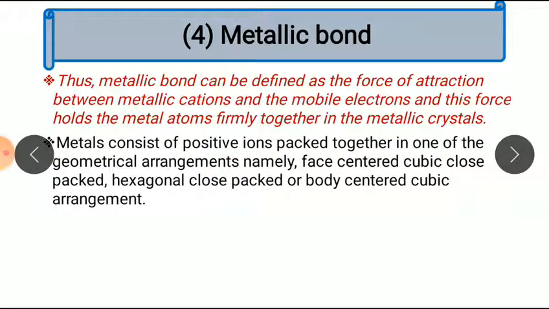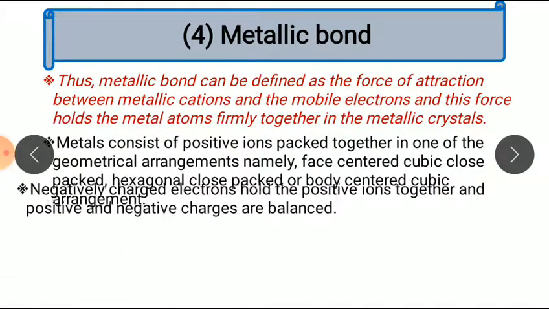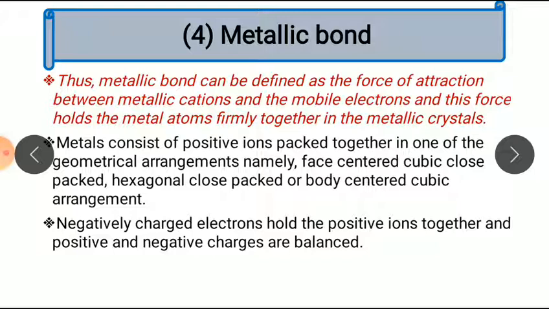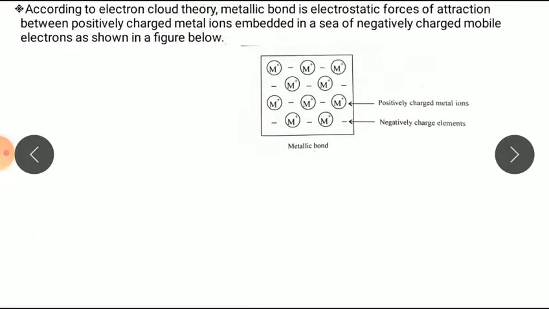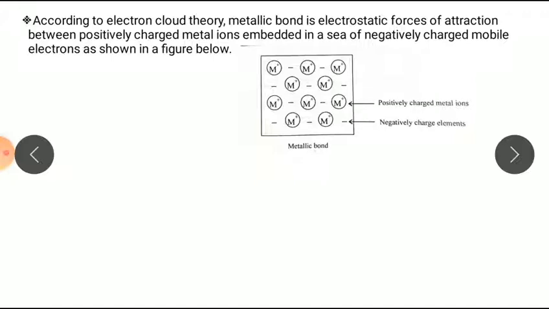Metals consist of positive ions packed together in one of the geometrical arrangements, namely face centered cubic close packed, hexagonal close packed, or body centered cubic arrangement. Negatively charged electrons hold the positive ions together and positive and negative charges are balanced. According to electron cloud theory, the metallic bond is the electrostatic force of attraction between oppositely charged metal ions embedded in a sea of negatively charged mobile electrons, as shown in the figure.